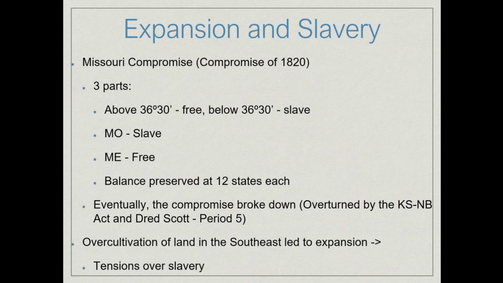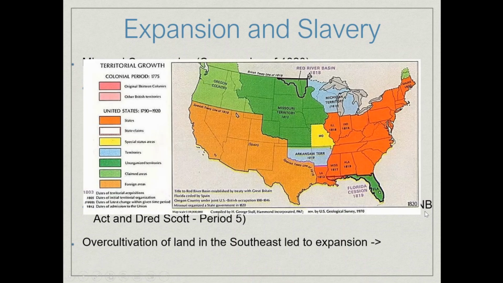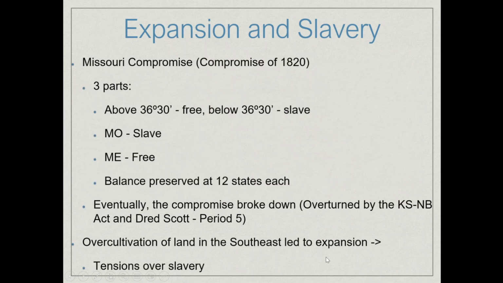This compromise will be broken down later on. It's going to be overturned by the Kansas-Nebraska Act because both Kansas and Nebraska are going to be north of the 36°30′. Eventually, the Dred Scott decision in one of our next units will say that slavery can exist anywhere.